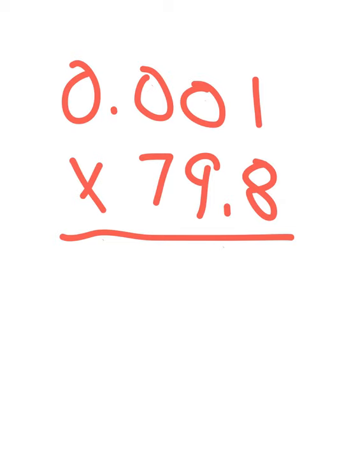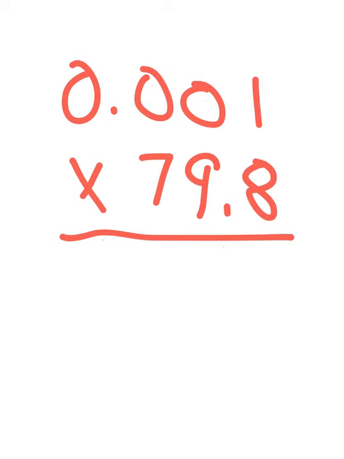Hi guys, I'm looking at one of the problems in your Alex homework for today. At least that's what I can see from the preview that I have. It says on my screen 79.8 times 0.001. Now, what we're going to do here is work it out on this.